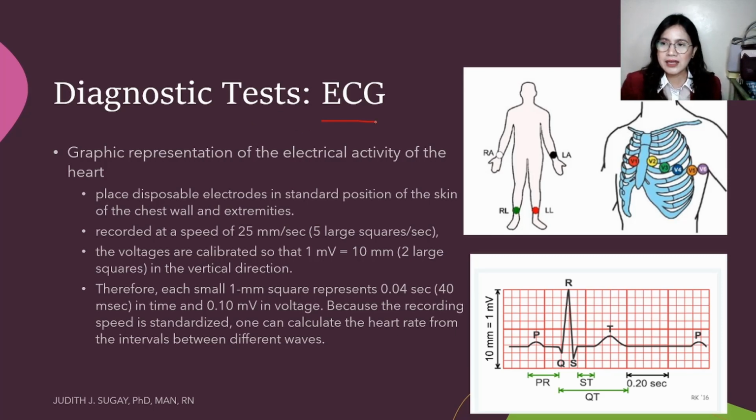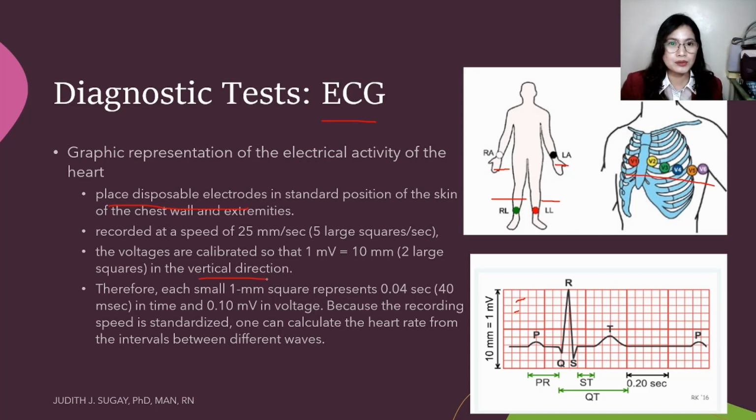ECG is a graphic representation of the electrical activity of the heart. I don't know if you've seen a patient having ECG, but it is conducted by placing disposable electrodes in standard positions on the skin. This is where you place the electrodes: the right arm, left arm, right leg, and left leg. It's recorded at a speed of 25 millimeters per second, and here are the boxes. The voltage is calibrated so that it can point in the vertical direction.